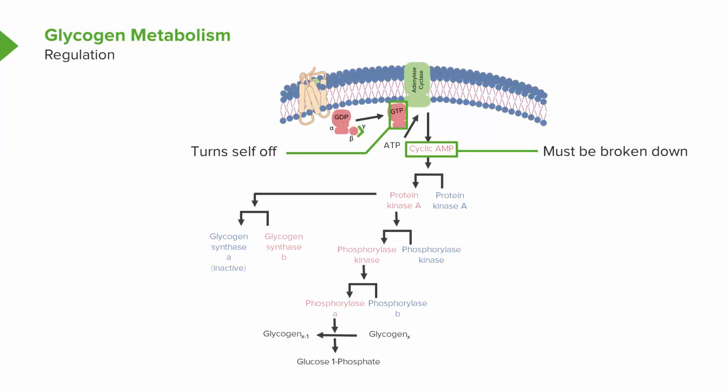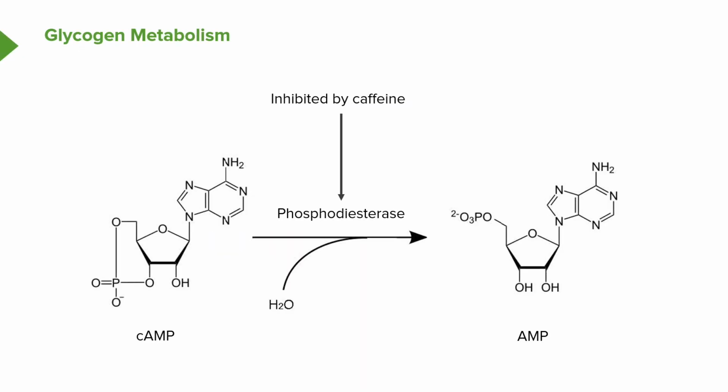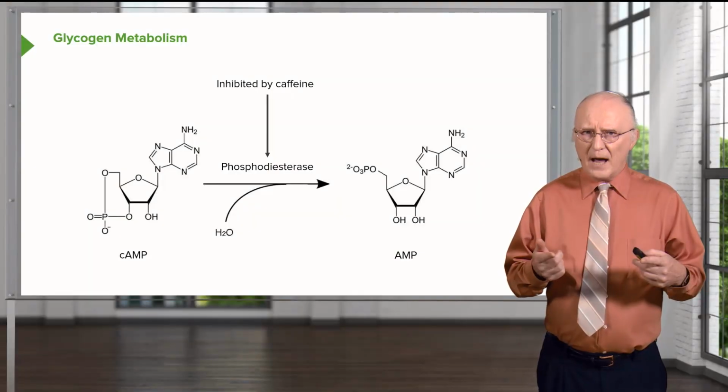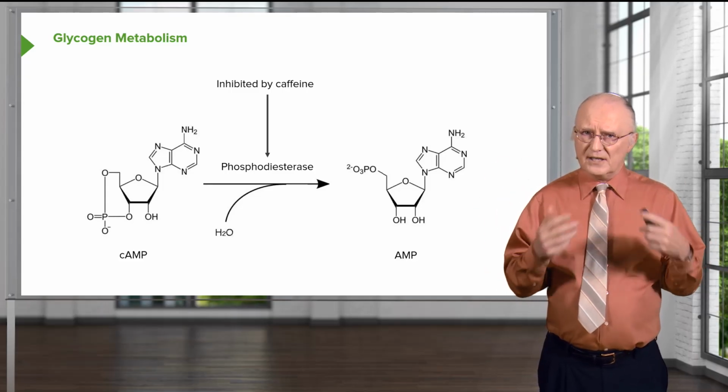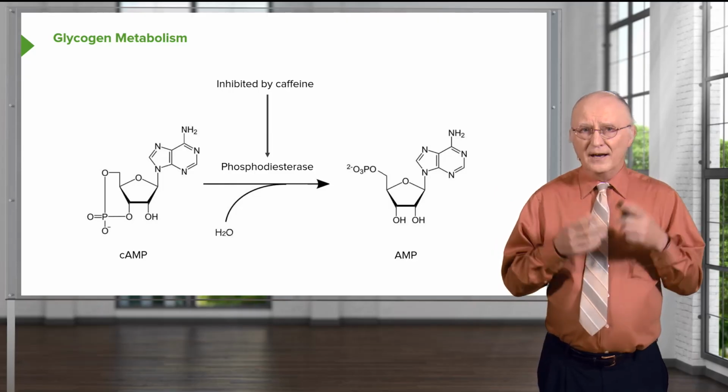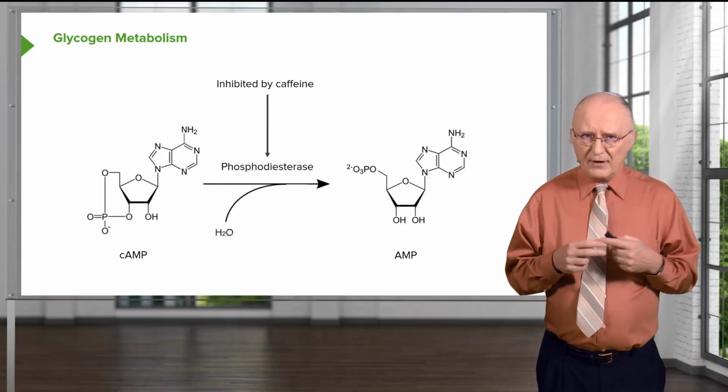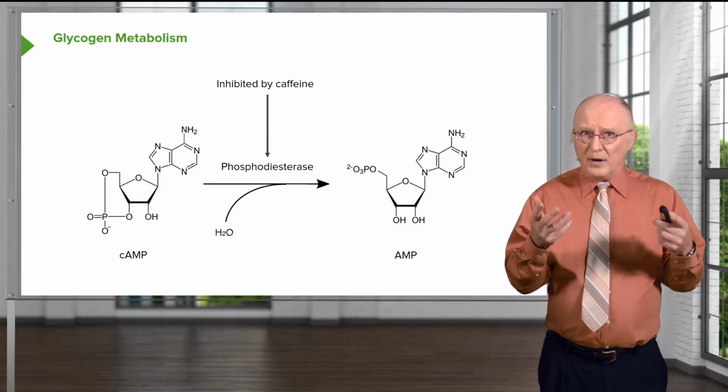Now, the other molecule that's interesting in this respect is cyclic AMP, because cyclic AMP must be dealt with, otherwise it will continue to activate protein kinase A. And that's what happens, as we can see here in the next slide. Cyclic AMP is broken down to AMP by the enzyme phosphodiesterase. And when that happens, AMP will not stimulate the process, as I've talked about, and so the signal has been turned off. Now, you'll note above that that enzyme phosphodiesterase is inhibited by caffeine.